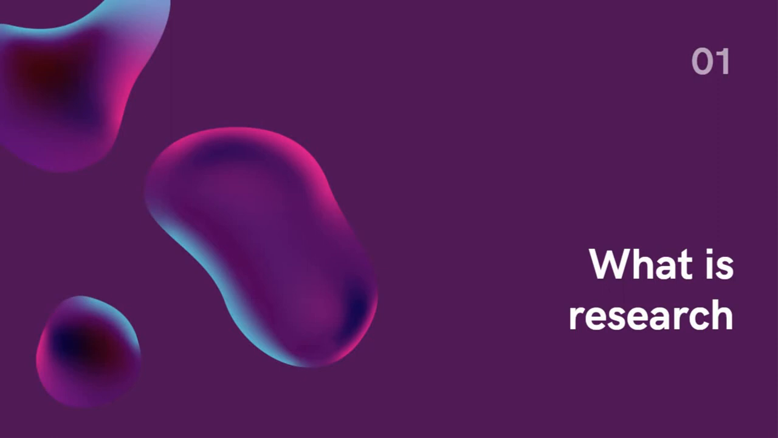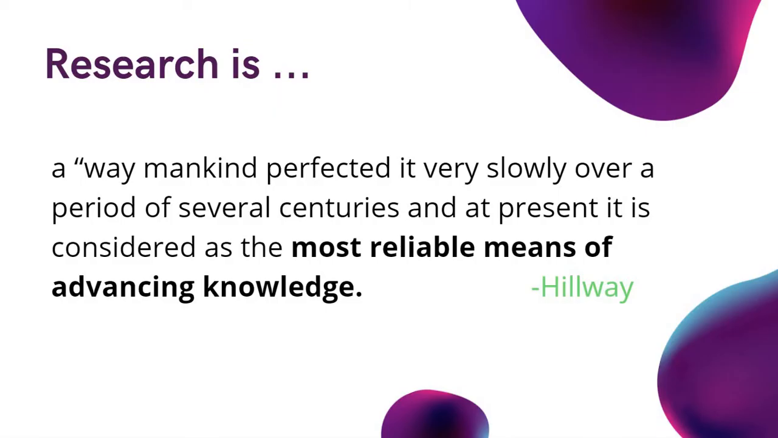So first one, what is research? According to many people in the academe, research has a changing meaning over time, but there have been some core meanings that we're going to learn today. So the first one, Mr. Hillway said, research is a way that mankind has perfected very slowly over a period of several centuries at present, and it is considered as the most reliable means of advancing knowledge. A reliable means of advancing knowledge.